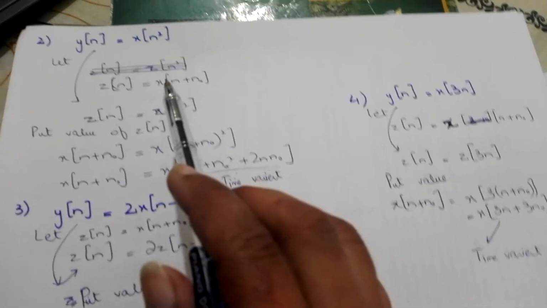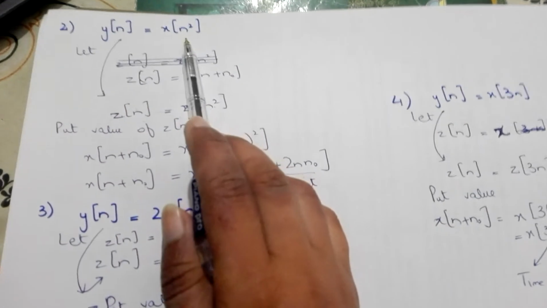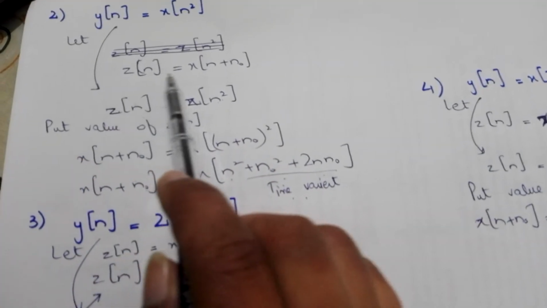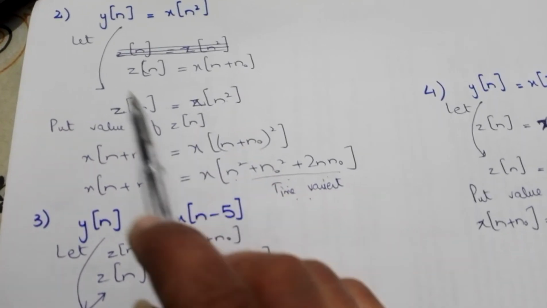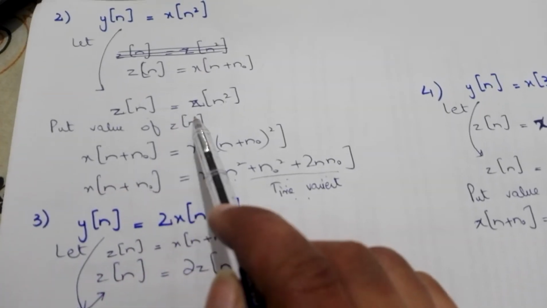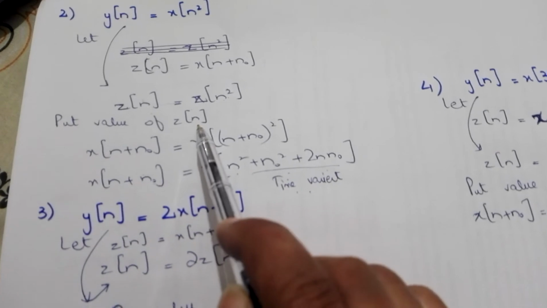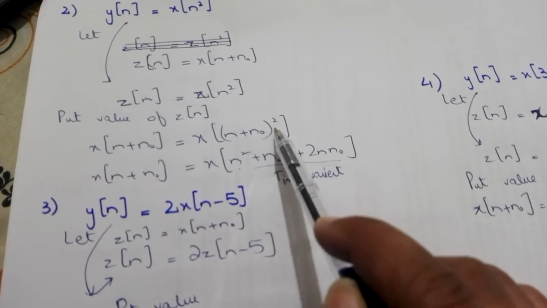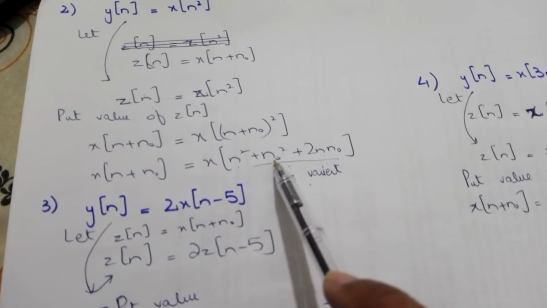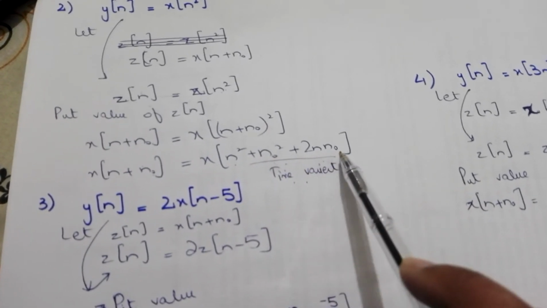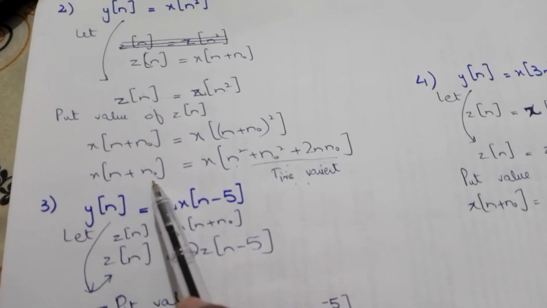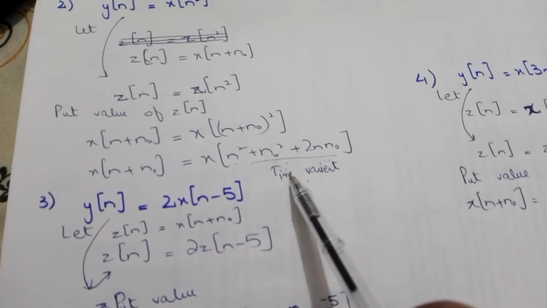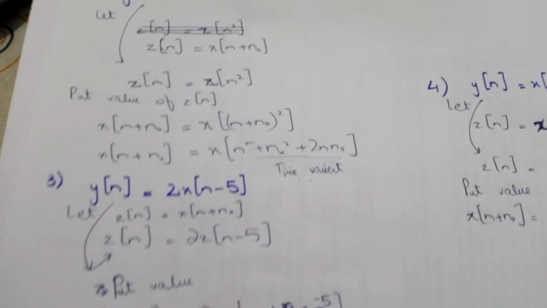Now consider another example. y of n is equal to x of n square. Let z of n is equal to x of n plus n naught. From here we manipulate y of z of n is equal to z of n square. Put the value of z of n, x of n plus n naught, so it is x of n plus n naught whole square. When we open the square, n square plus n naught square plus 2n into n naught is obtained. Now here we shift by n naught and here n naught square plus 2n into n naught is obtained. So it is time variant.